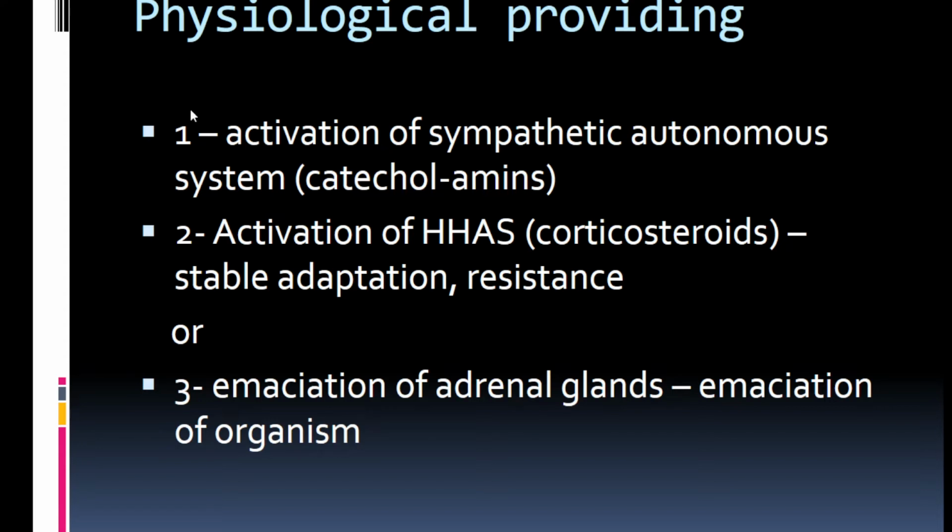What kind of mechanisms? You can see the physiological provision of all these stages here. The first stage is provided by activation of the sympathoadrenal system. Both divisions of the sympathoadrenal system, the sympathetic division and the suprarenal glands, secrete catecholamines, epinephrine and norepinephrine. And these chemical substances provide the first stage of the stress reaction.